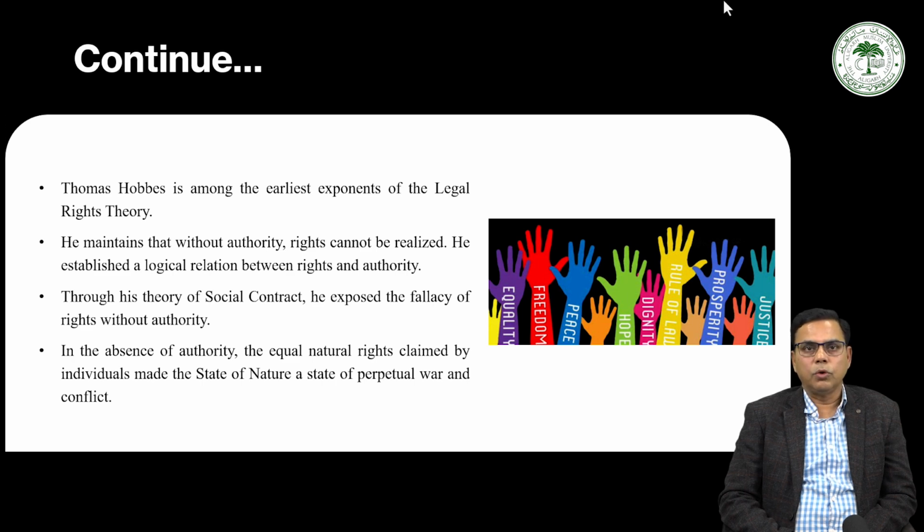And it ultimately led to what is called the war of all against all. There was open cutthroat competition. In the state of nature, there was war of all against all. There was no place for industry. There was no peace. It was a perpetual war-like situation in the state of nature according to Thomas Hobbes.